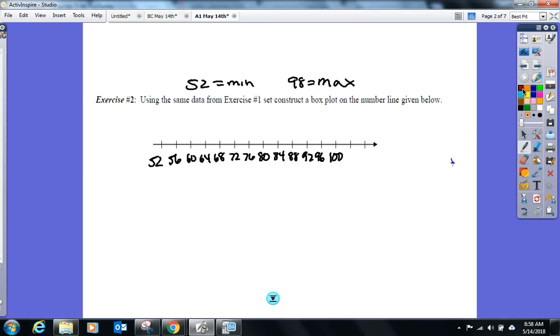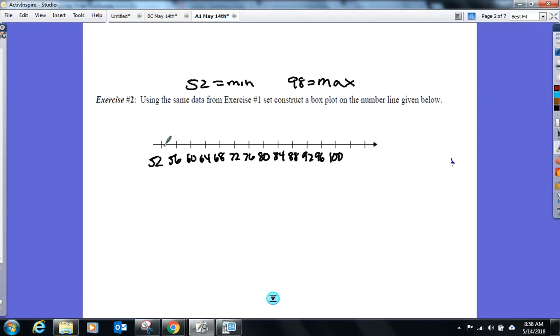Where's your first dot? 52. Wherever your 52 is, go ahead. And again, by the way, try to do it above. Try not to do it on, because then it's hard to tell where everything is. So try to do it above. 52. All right, where are the ends of my box here? What's quartile 1? 67. So I'm going to go pretty close to where I think 67 is and draw that vertical line down. Other end of the box is quartile 3, which we found to be 83. Okay, draw the box in.